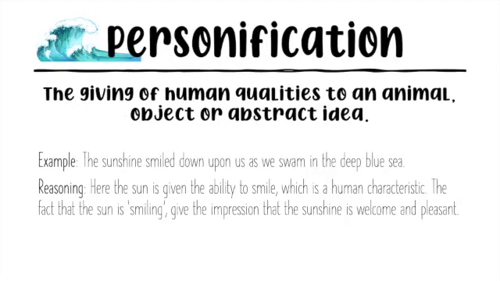Our next term we're going to go over is personification, the giving of human qualities to an animal, object, or abstract idea. So an example of this would be: the sunshine smiled down upon us as we swam in the deep blue sea. Now the reasoning is here the sun is given the ability to smile, which is a human characteristic. The fact that the sun is smiling gives the impression that the sunshine is welcome and pleasant. The sun can't actually smile, right? So we're giving it that human-like quality, which leads us to personification.